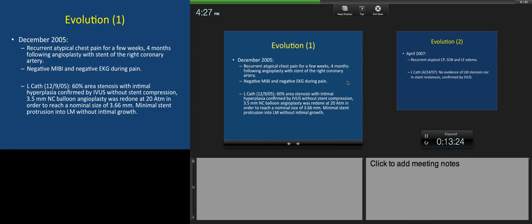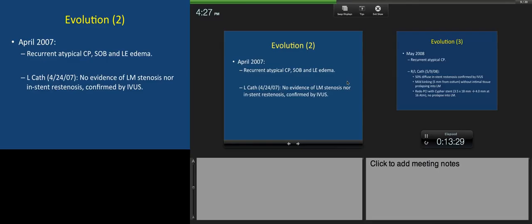She was asymptomatic all the way until April 2007, and she returned with recurrent atypical chest pain, shortness of breath, and lower extremity pain. So she went again to the cath lab, where there was no evidence of left main stenosis nor stent restenosis, which were both confirmed by IVUS. She was again discharged asymptomatic.